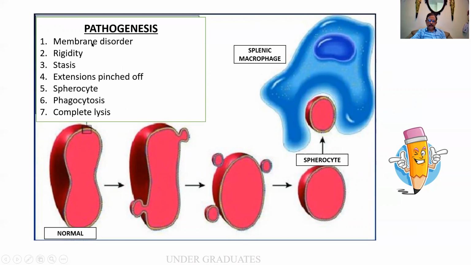It is fundamentally a membrane disorder. There is a rigidity that develops, stasis in small capillaries such as the splenic sinusoids. The extensions are pinched off, a spherocyte develops. Again, phagocytosis continues, leading to complete lysis of the cell. A must-draw picture.